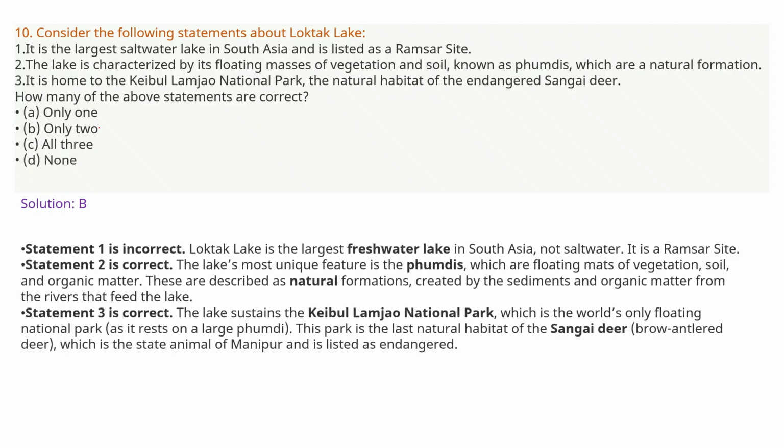Statement 1 is incorrect because it is not a saltwater lake, it's a freshwater lake, but it is correct that it is included in the Ramsar list. And statement 2 is correct because the floating masses known as phumdis are natural formations of this lake. And the world's only floating national park, Keibul Lamjao National Park, is located in this lake, and this lake is the natural habitat for the endangered Sangai deer, which is also known as the dancing deer. This lake is located in Manipur of northeast India.